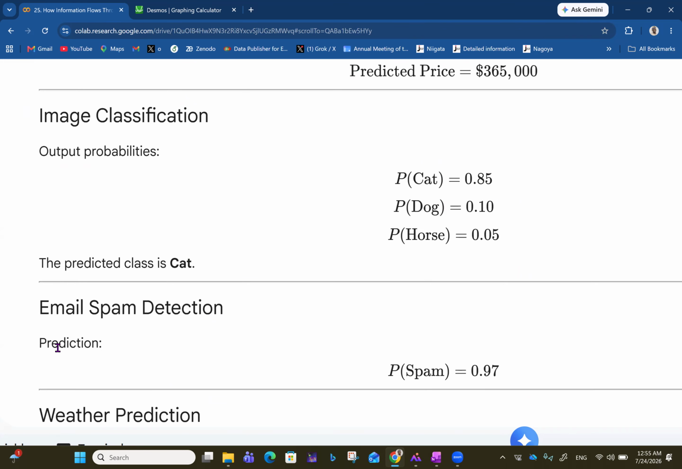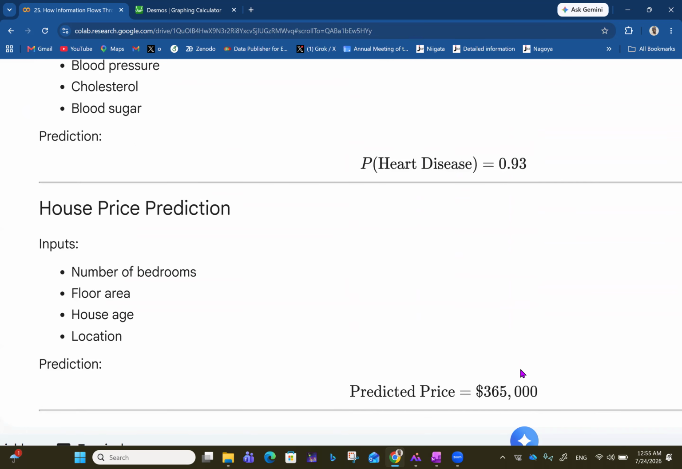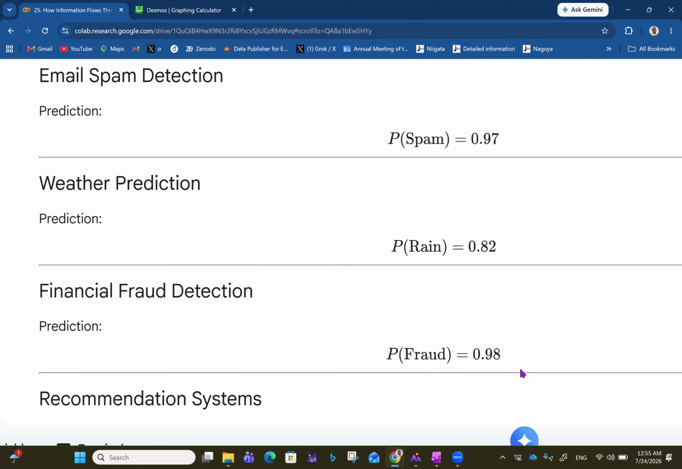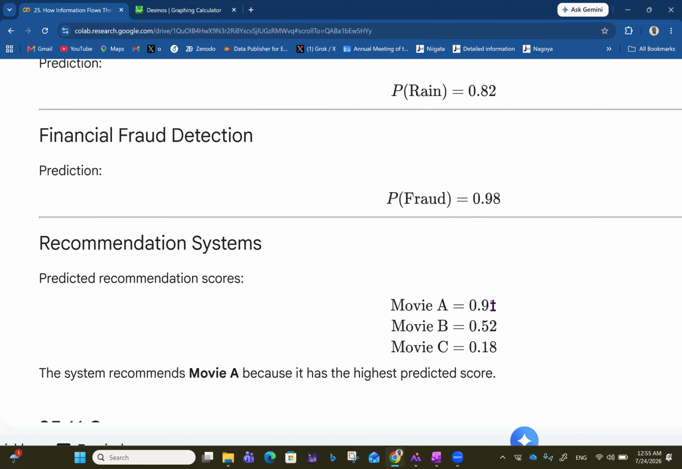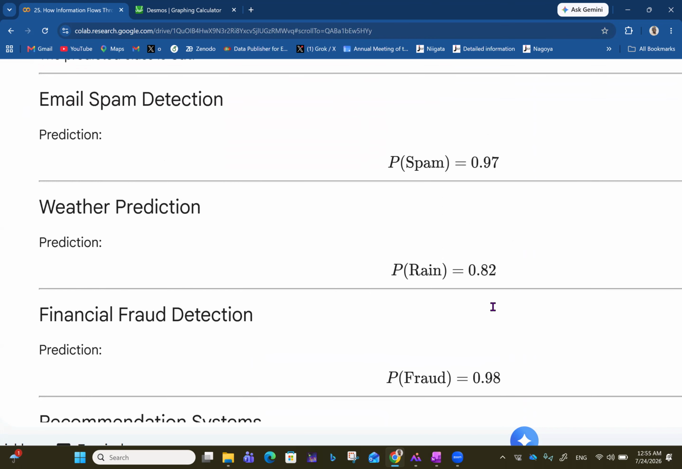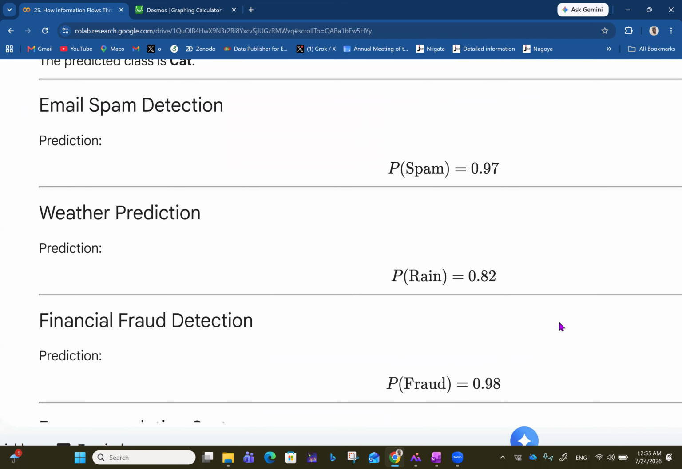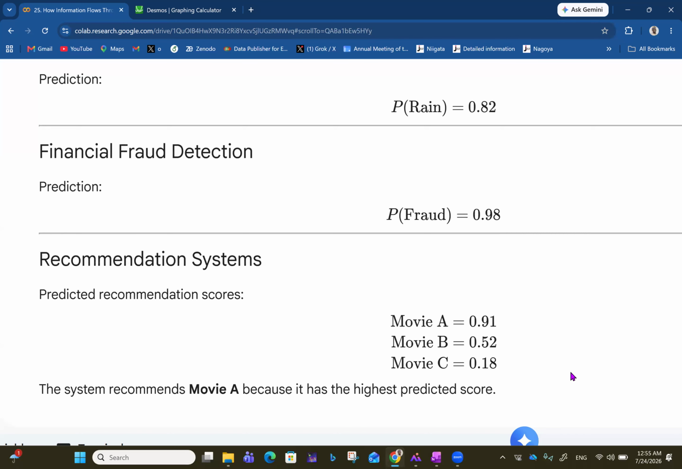Then for email spam detection, you just say, okay, based on the particular features of the email, probability that it is spam is 0.97. So you have forward propagation doing all of that. Then for rain weather prediction, you predict rain with probability 0.8, based on certain parameters or conditions. Then financial fraud detection. The probability that a particular transaction is a fraud is 0.98 based on whatever information you supply. And then we have recommendation systems.